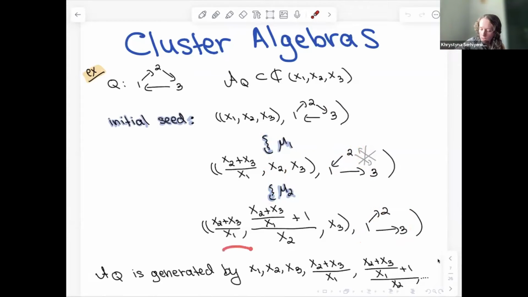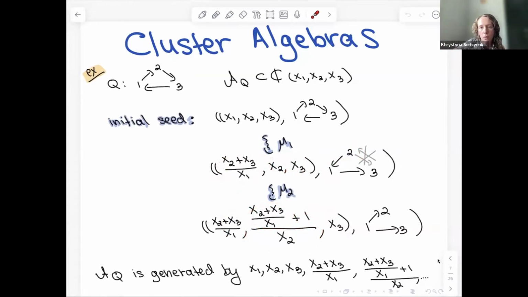And now, again, the seed mutation. So the variables in positions 3 and 1 remain the same. I'm not changing them. Only the variable in position 2 changes. And now I look at this quiver, and all the arrows that are coming into this vertex, well, there are no arrows. So it's the empty product, which is why I have a 1 here. Then I take the product of all the things coming out of the vertex 2, and this is the vertex 1. So I take the cluster variable in position 1, that's this one. So I get this monomial, this term plus 1 over the old variable in position 2, which is x2, and I get an expression like this.